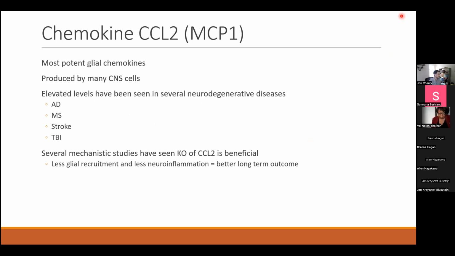So it's elevated in AD, MS, stroke, TBI, and several mouse studies have shown that when you knock out CCL2, it's beneficial. So you don't have a recruitment response of these immune cells, and you have a less inflammatory response and better outcome. So is this true in CTE? And if it is, maybe CCL2 is a therapeutic target that we can harness.